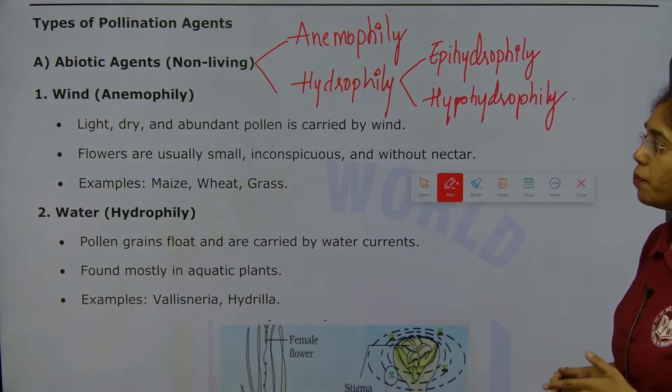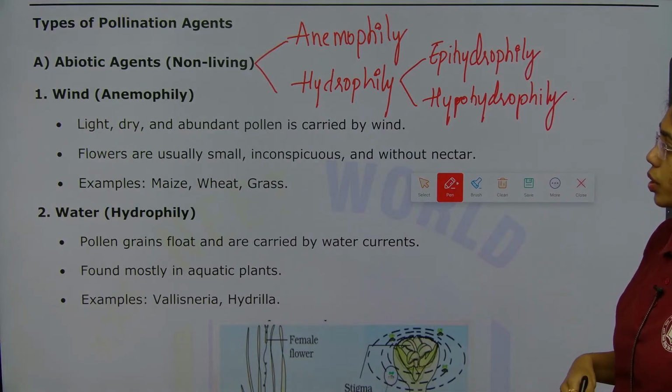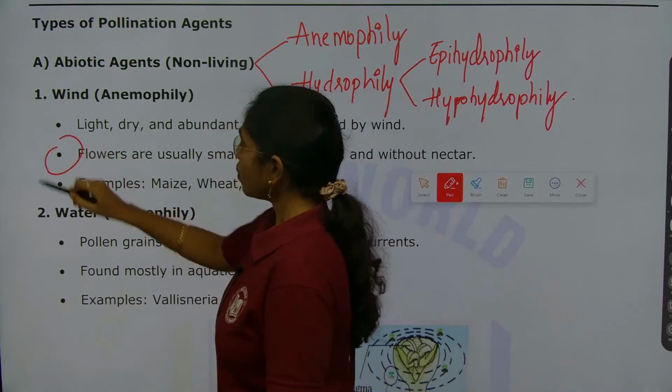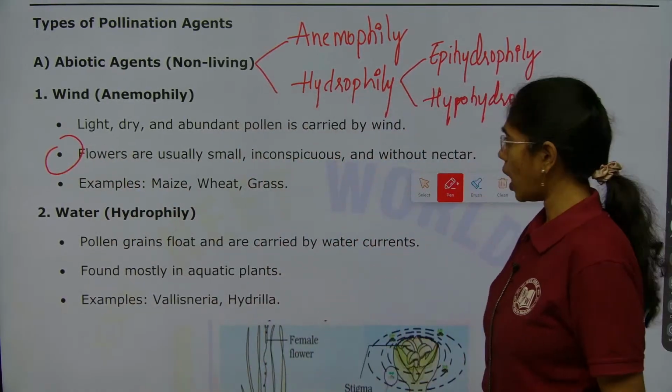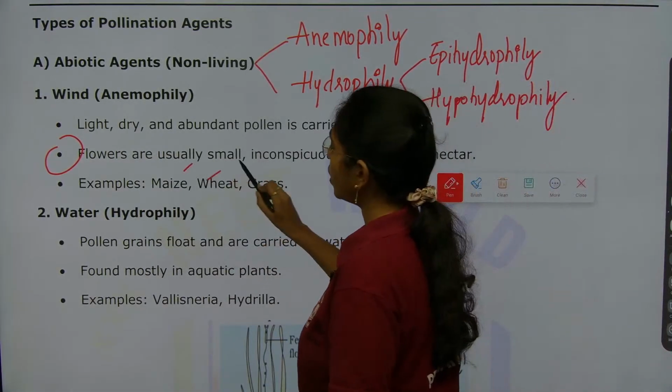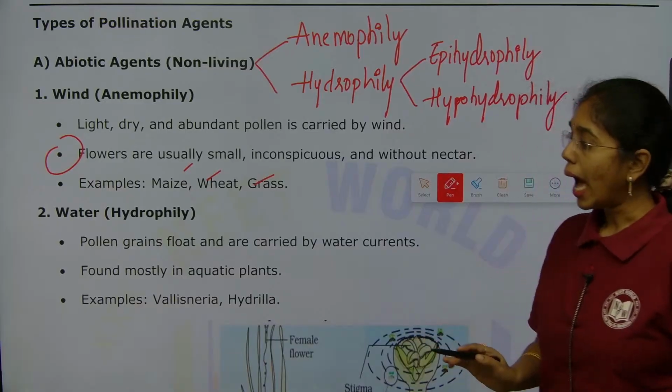First, anemophily, wind pollination, where light, dry, abundant pollen grains will be carried by wind. Flowers are usually small, inconspicuous and without any nectar. Examples you can see are maize, wheat, grass. These are the examples for anemophily.